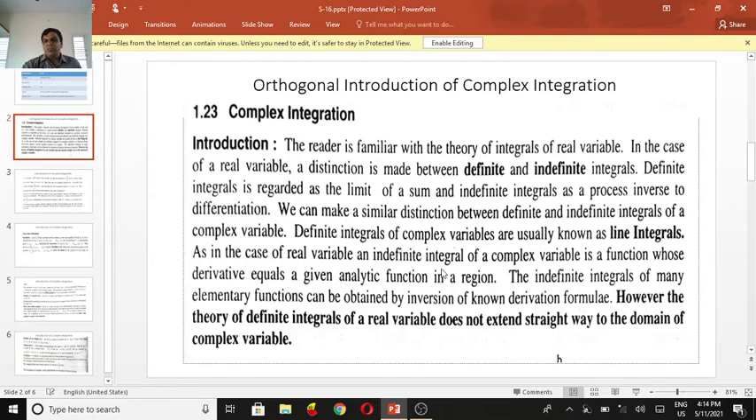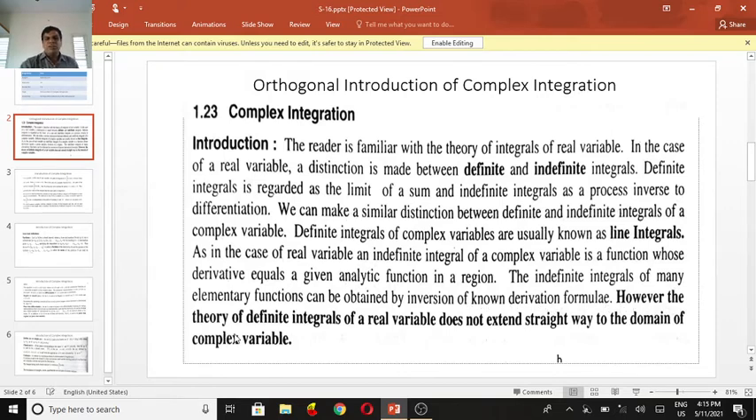So the analytic function is in a region, a bounded region. If we take an area divided by the x-axis and y-axis, first we integrate along a line and boundary like that. If we come to the problem, we know the method of integrations in the complex case. For the indefinite integral, the indefinite integral of many elementary functions can be obtained by inversion of known derivative formulae.